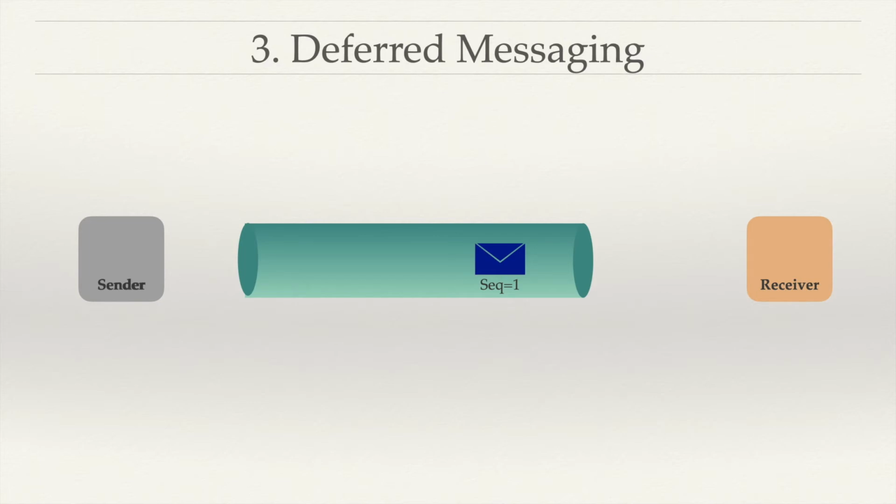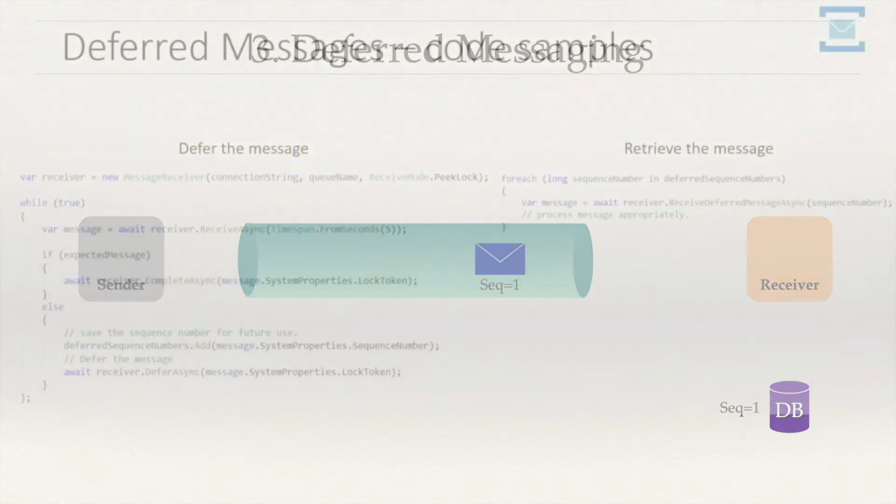If you really want to leverage the deferred messaging scenario, then you should make sure that your workflow is storing the sequence number just before deferring the message. Your workflow is basically storing the message sequence number into some sort of storage, let's say in the database. And once you try to receive the message again based on the sequence number, you make sure that you are using the same sequence number for receiving the message.